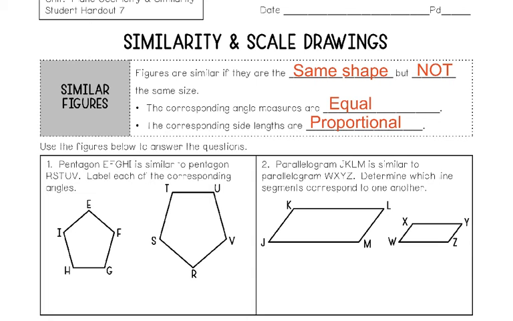So first of all, when I look at these shapes, I notice that there's a pointy part of this one. I know there's a pointy part of this one. So E and R go together. And I can tell just that by looking at it.